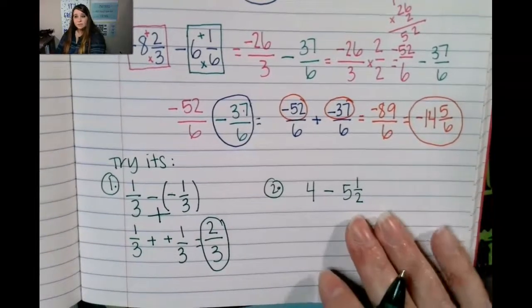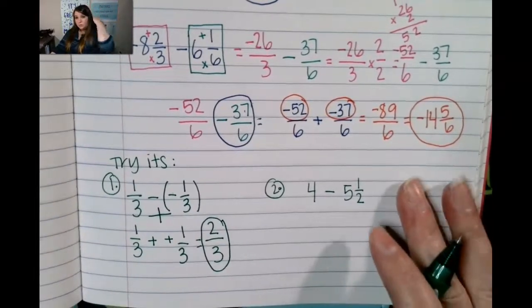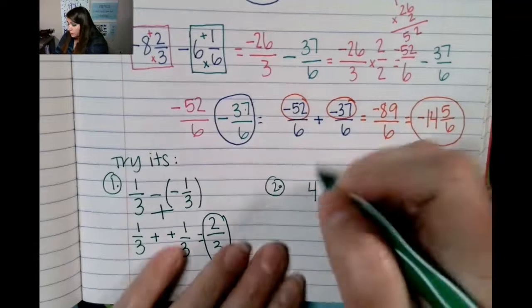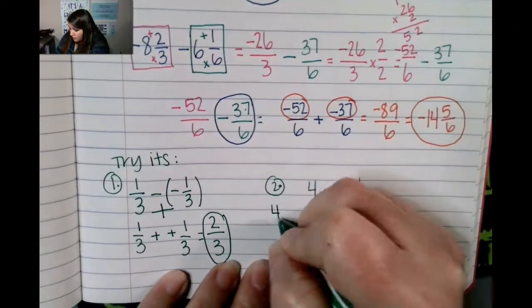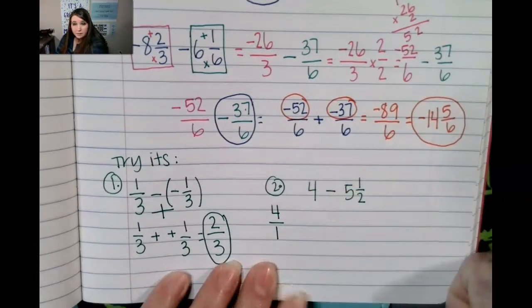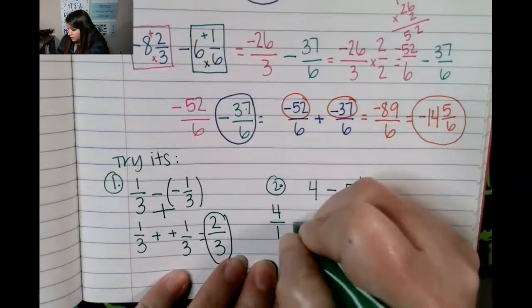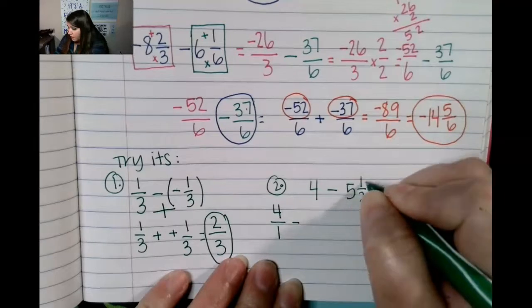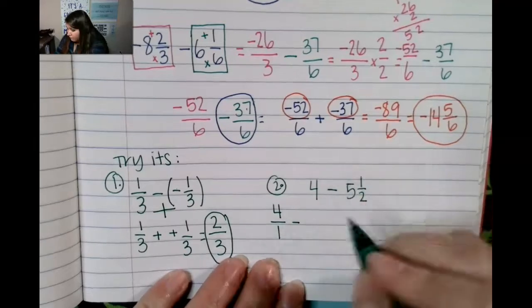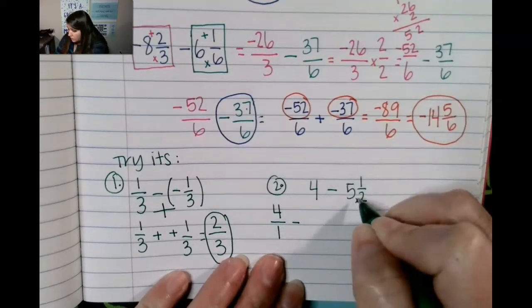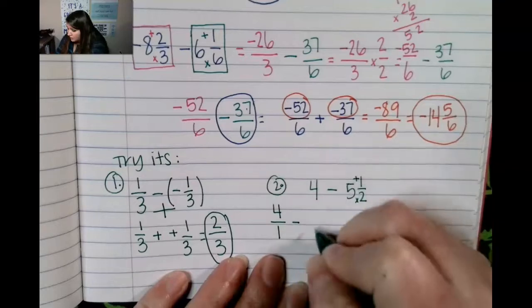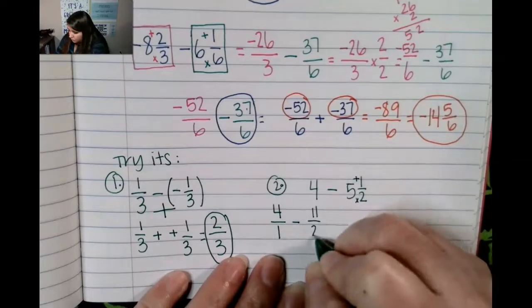Okay, this one's going to take a little bit of extra. This one has a whole number. So this here is 4, but we're going to put it over 1 to make it into a fraction. Okay, that's the improper fraction. And then we have 5 and a half. So I'm going to do 5 times 2 is 10 plus 1 is 11. So I get 11/2.